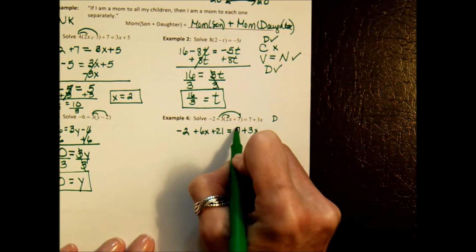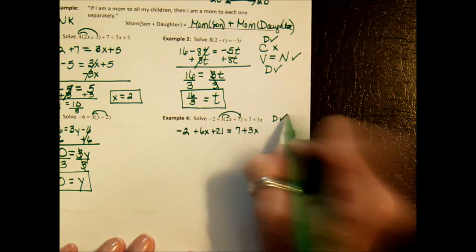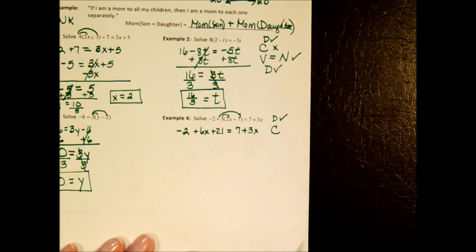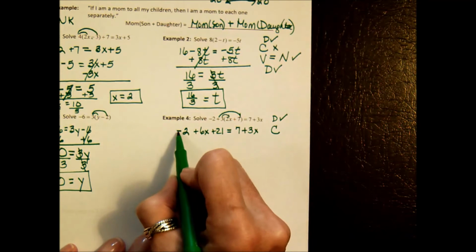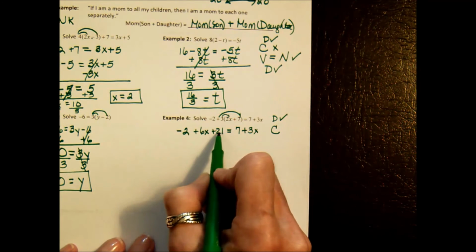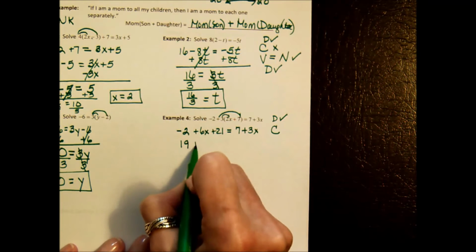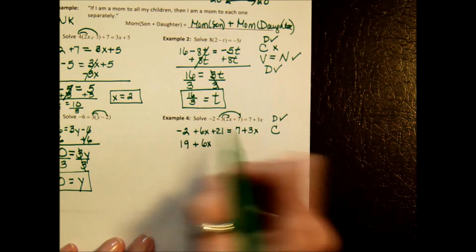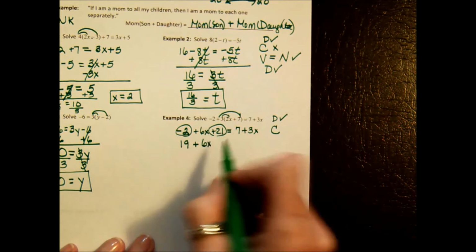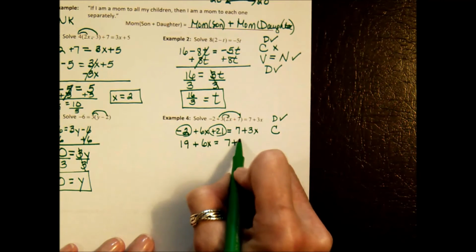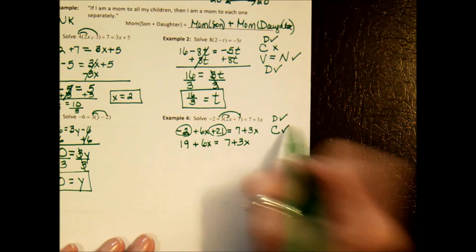There's nothing to distribute over there. So that's done. Let's see if there's like terms to combine. On the left, I have a negative 2 and a positive 21. That makes a 19 plus 6x. I combined those two like terms. These are not alike, so I can't combine them, so I'm finished with that.